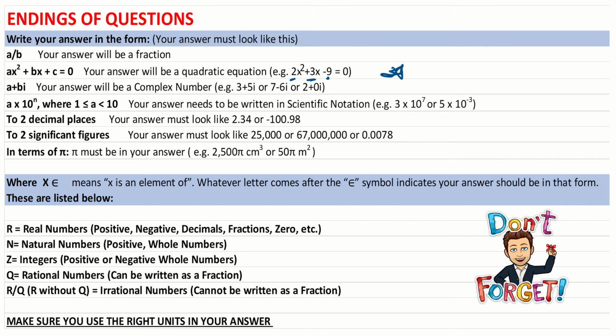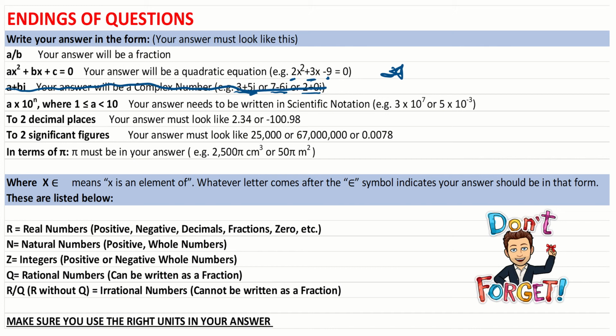The third one here is something that isn't on the Junior Cert course, so I'm just going to put a line through this. Apologies about that. But if you're in Leaving Cert, a plus bi means that your answer will be a complex number, so it should be written as 3 plus 5i, or 7 minus 6i, or 2 plus 0i. And in a way, you're treating the i like the x in your second one. You need an i in your answer in order to get your full marks. But for now, I'm just going to put a line through that because us Junior Certs do not need that.